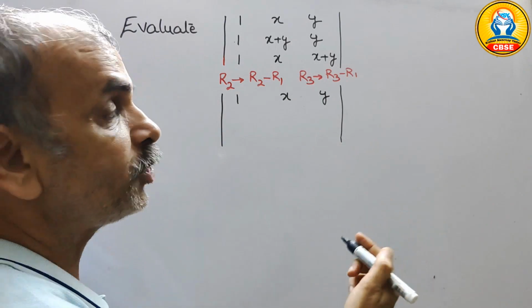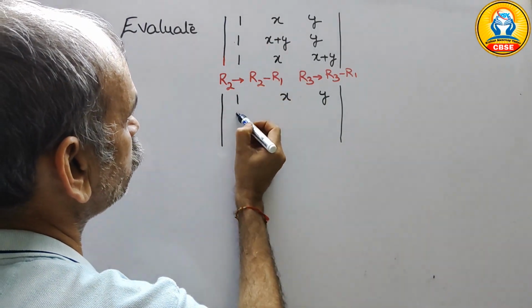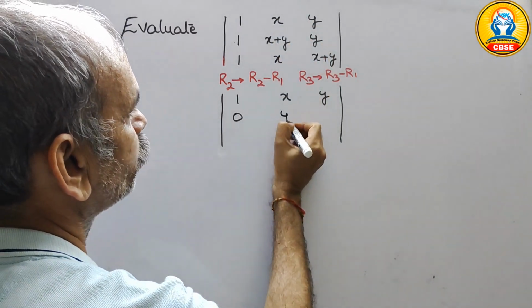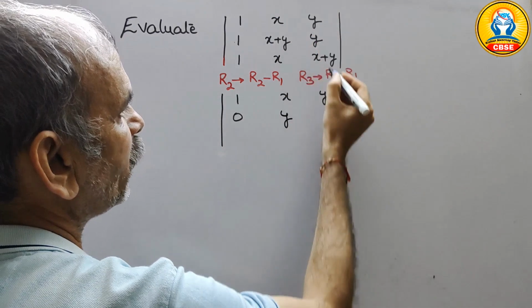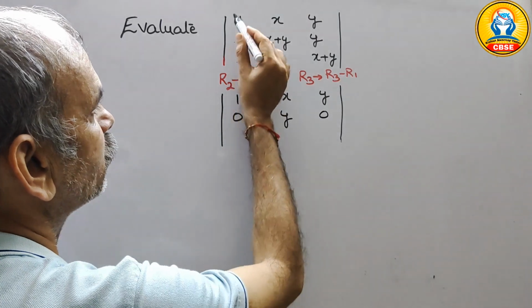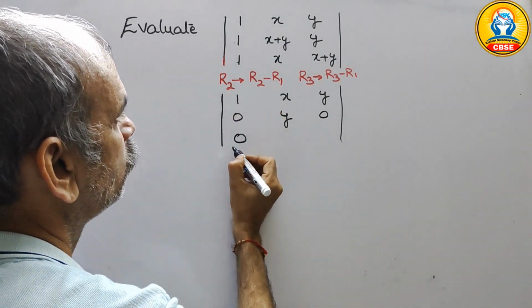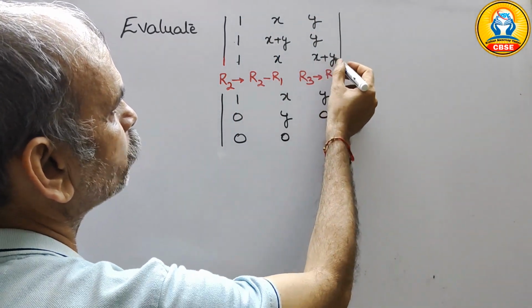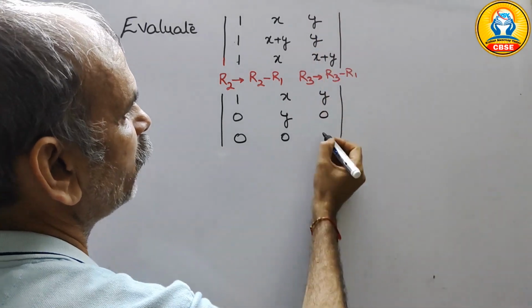Only the second row we have to change. 1 minus 1 is 0. x plus y minus x is y. y minus y is 0. Next, 1 minus 1 is 0. x minus x is 0. Here, x plus y minus y, we will get x.